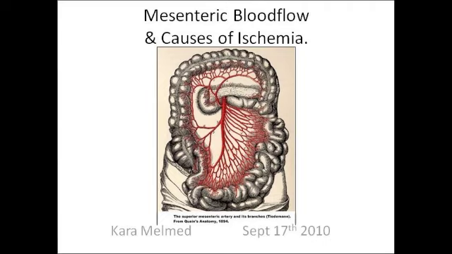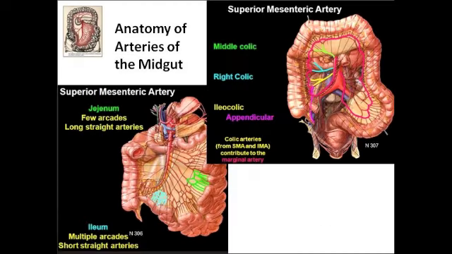I'll be talking about mesenteric blood flow, starting with a review of the anatomy and then going into more detail of the actual flow. The blood supplied to the large intestine originates in the superior and inferior mesenteric arteries. Here you can see the superior mesenteric arteries. In the midgut, we have the SMA, which arises from the abdominal aorta.